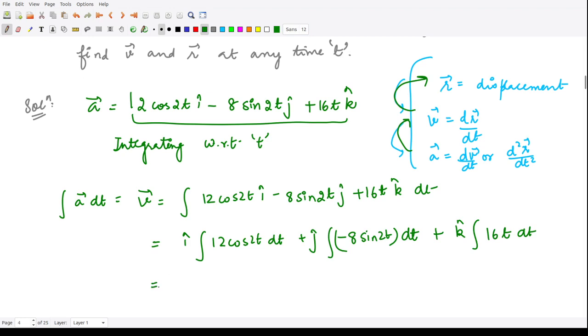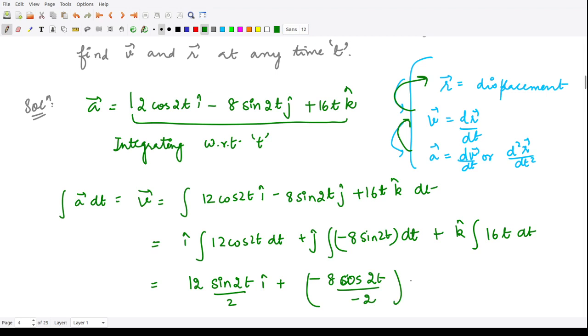So we have to find out its integration. That is simple. The integration of cos 2t is sin 2t by 2. So you have sin 2t by 2 I cap plus, here its integration would be minus 8 times the integration of sin, which is cos 2t by minus 2, right?